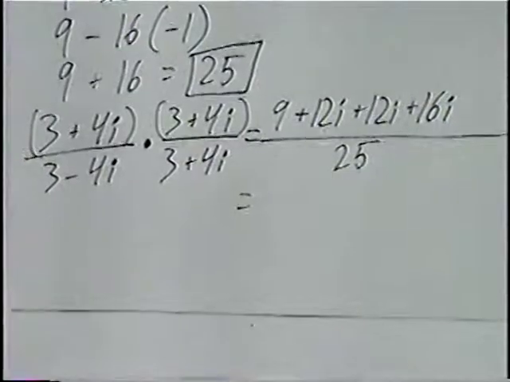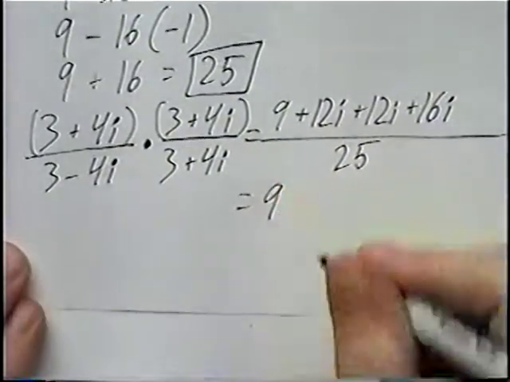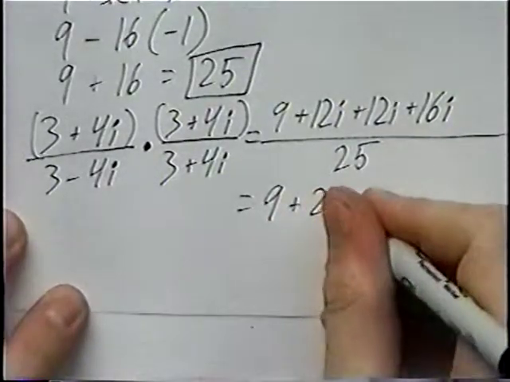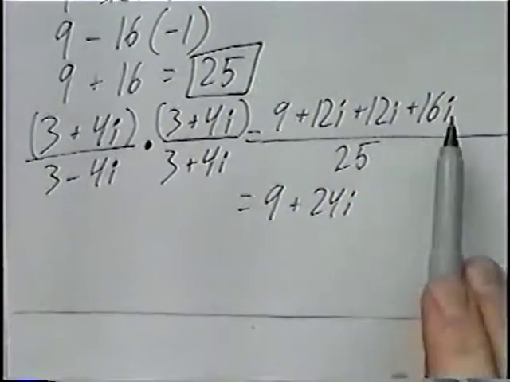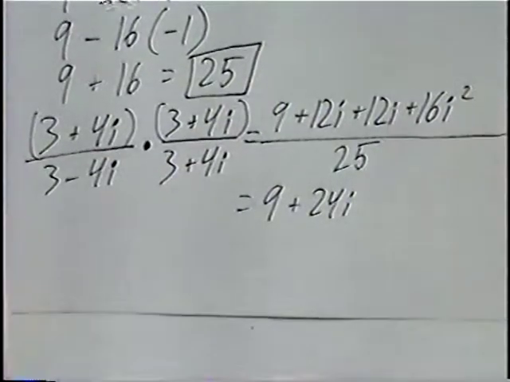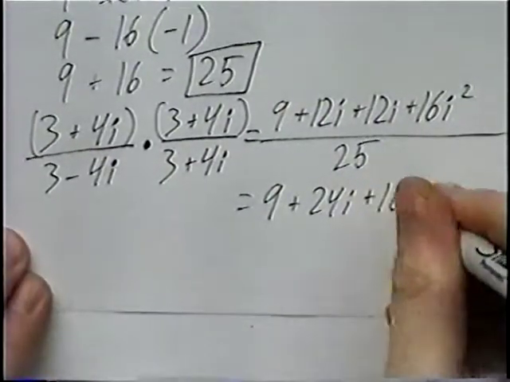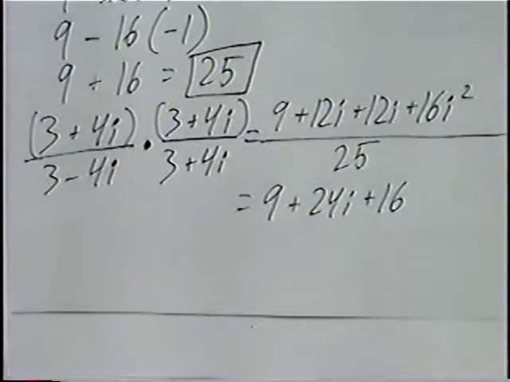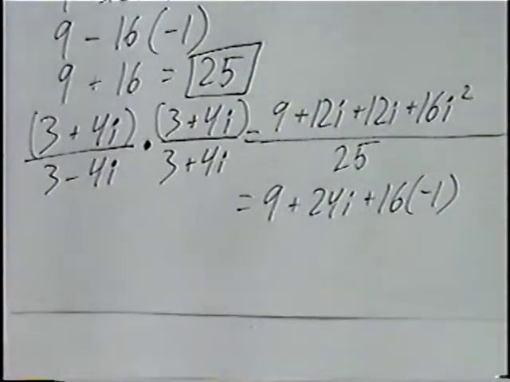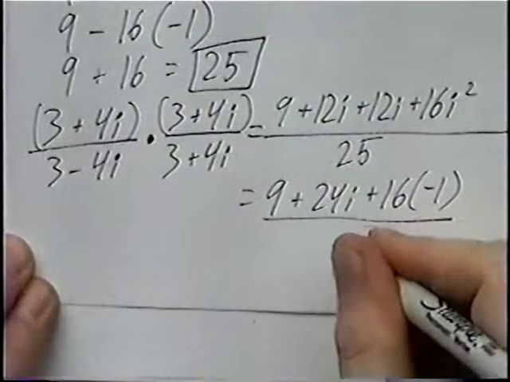Simplifying the fraction, 9 would stay the same. 12i plus 12i would be 24i. And the 16i was actually i times i, that would be i squared. And we'll have 16i squared, looking back at the table, which is negative 1, over 25.